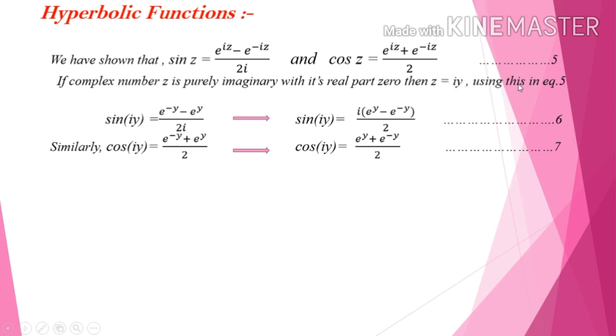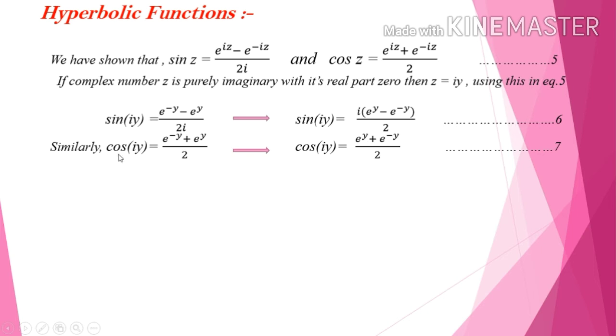Now using equation 5, we get sine of iy. What do we have to replace? z equals iy. So sine of iy equals e raised to minus y minus e raised to y. That gives sine of iy equals i, which becomes common, into bracket e raised to y minus e raised to minus y divided by 2. Now call it equation 6.